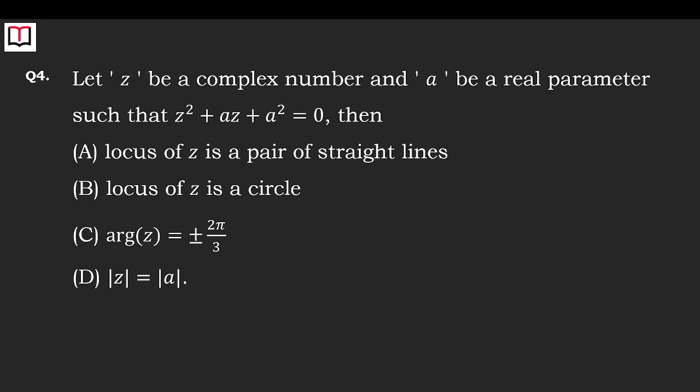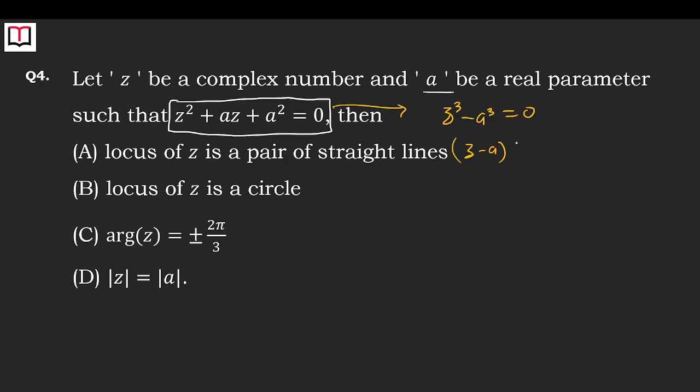Now, z is a complex number and a is a real parameter such that this happens. Looking at it, what is the first thing that should strike our mind? The first thing is z cube minus a cube equal to 0. So z minus a into z square plus a square plus az equals 0. Z is a complex number, and since this is not given, I'm just rejecting it.